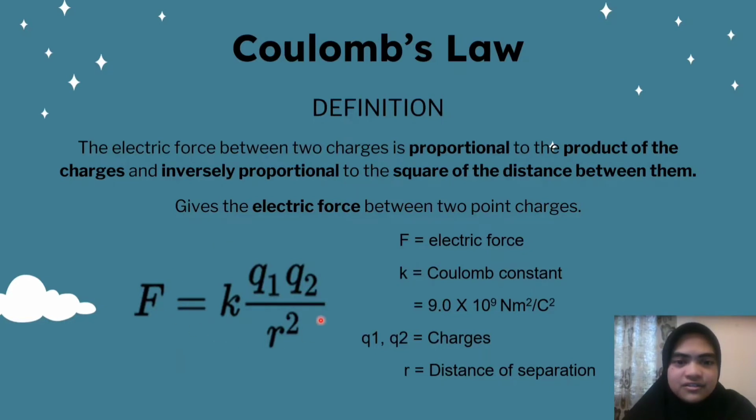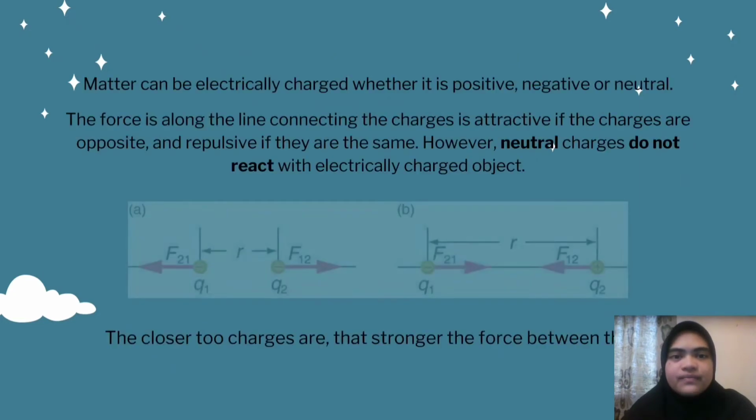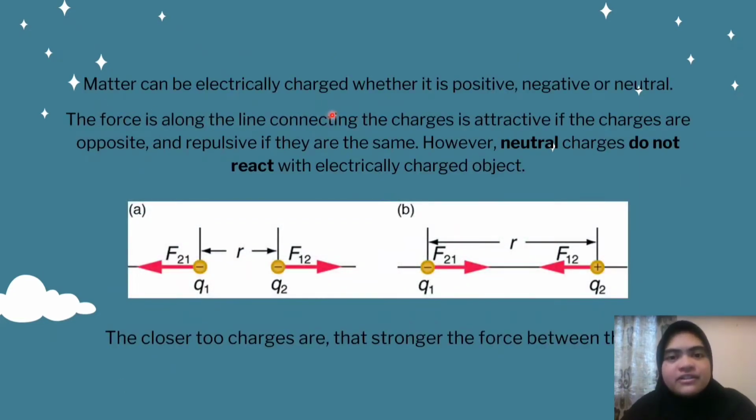And this is the Coulomb's law formula that we will use in all calculations that we need to calculate the charges between Q1 and Q2 to produce electric force. So, matter can be electrically charged whether it is positive, negative, or neutral. Neutral, which means the charge is equal to zero.